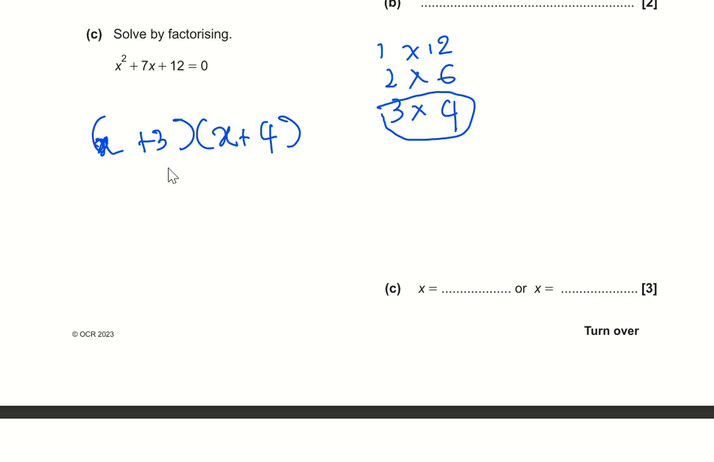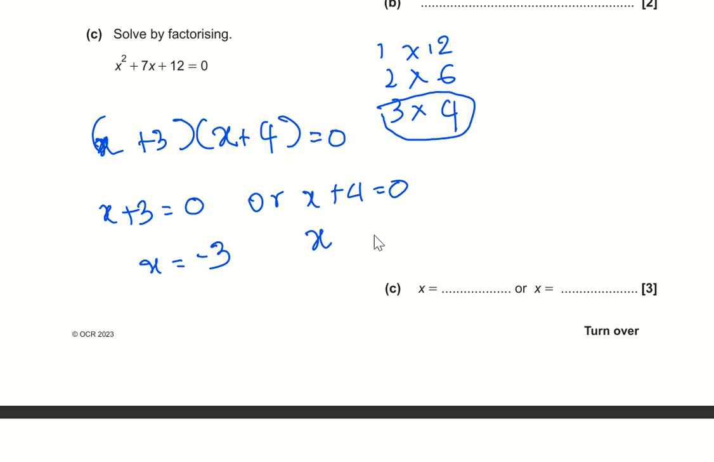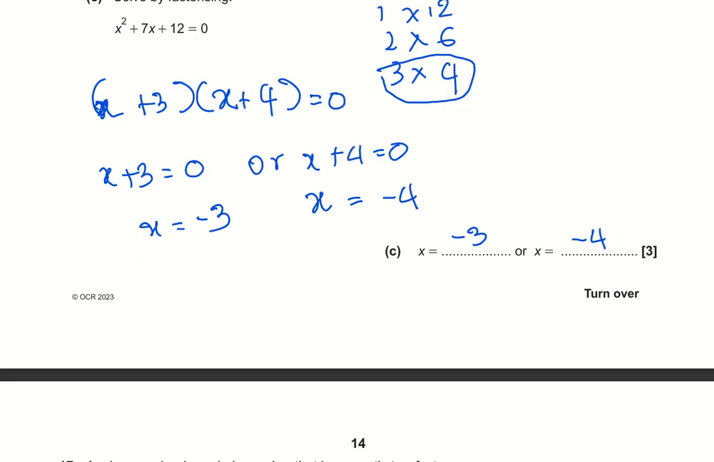Okay, now you need to make sure these two factors are equal to 0. So either this bracket could be 0 or this bracket could be 0. So I'm going to write x plus 3 equals 0 or x plus 4 equals 0. If we take this one, x should be minus 3, or if you take this one, x could be negative 4. So x is negative 3 or x is negative 4. Okay, now let's move to the next one.